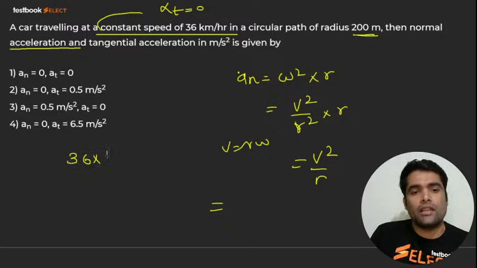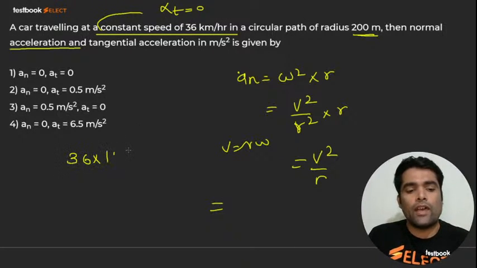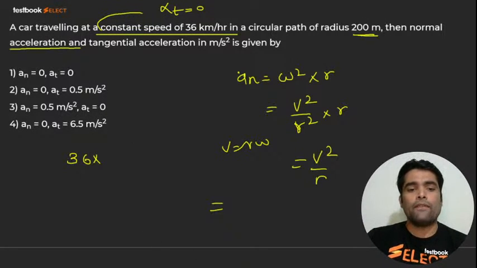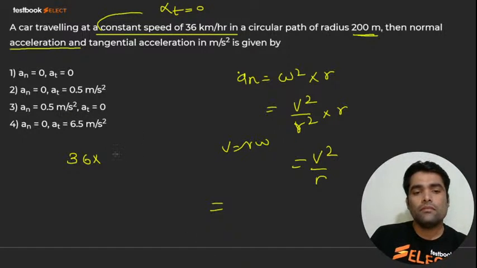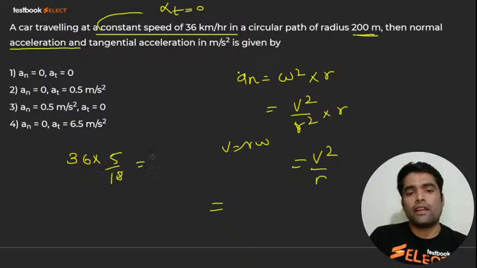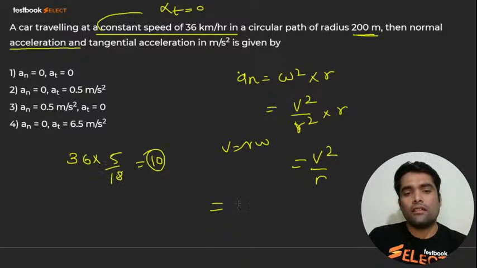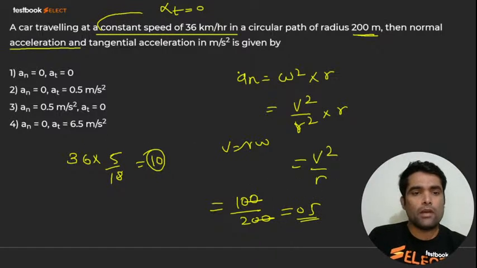That is what? 36 multiplied. What, my dear? It should be what? 5 by 18 or 18 by 5. Guys, be fast. हाँ जी बच्चा, be fast. Converted in. किससे मल्टीप्लाई करेंगे? 5 by 18 से, 18 by 5 से? It should be 5 by 18. So it should be what, my dear? 10. So just put 10. 10 means 100 divided by r is what? 200. What do you get? You are going to get, my dear, what? 0.5. So normal will be 0.5.